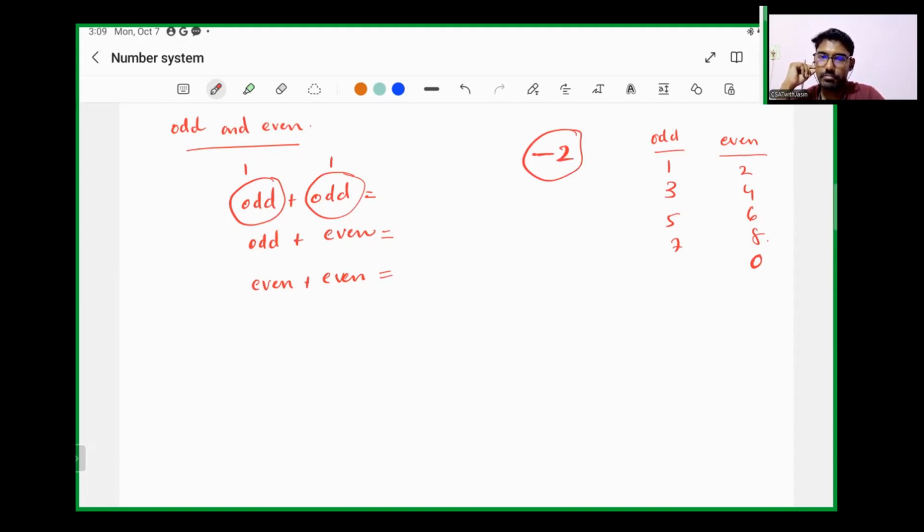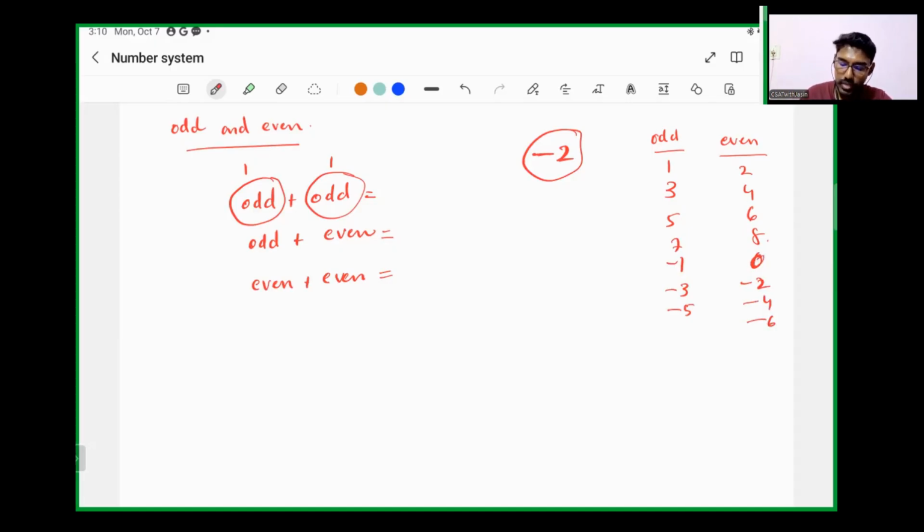What do you think? Yes, it is an even number. So even and odd doesn't matter if it's negative or positive. Negative numbers also we can make as odd and even. -1 is odd, -3 is odd, -5 is odd, -2 is even, -4 is even, -6. So odd and even doesn't depend on negative and positive numbers. And 0 is an even number also.